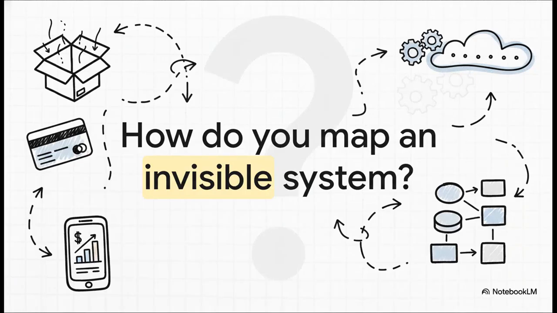I mean, really think about it for a second. When you order something online or just check your bank account, there's this entire, invisible world of information flying around behind the scenes. It's not like some old machine with gears you can actually watch turning. So how in the world do you draw a map of something you can't even see?